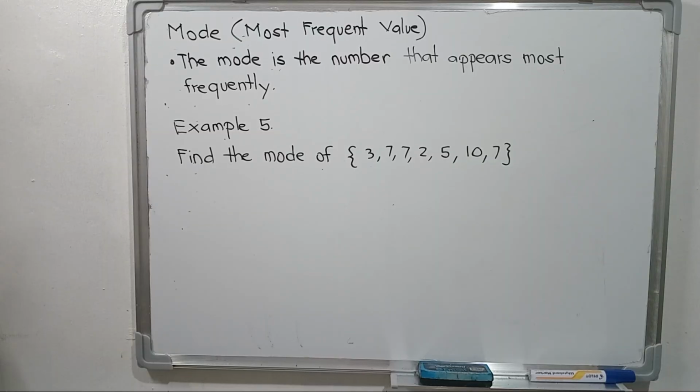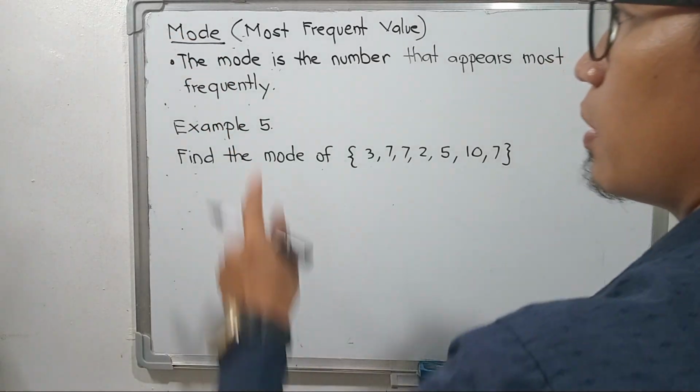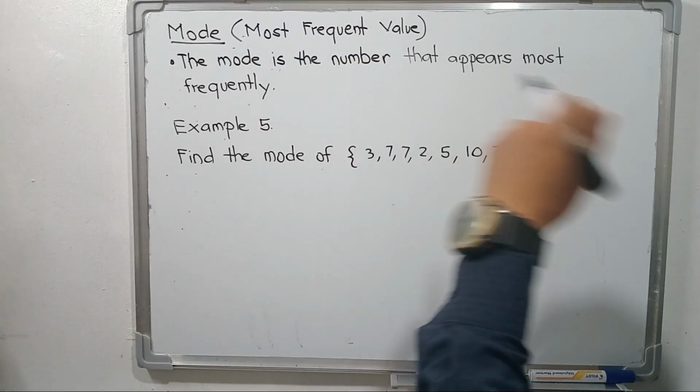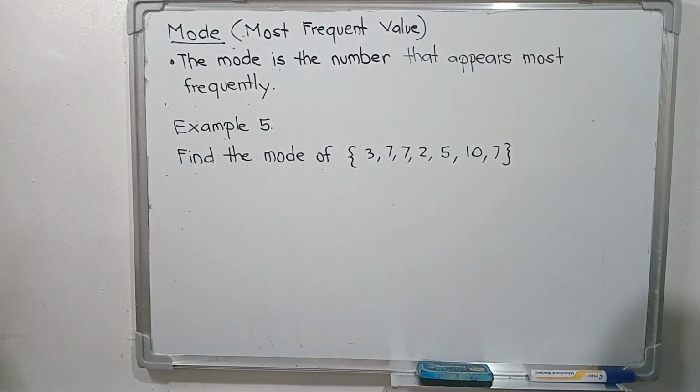Now let's proceed to the third and the last type of measures of central tendency, which is the mode. Now, mode means the most frequent value. So we have here our definition. The mode is the number that appears most frequently.